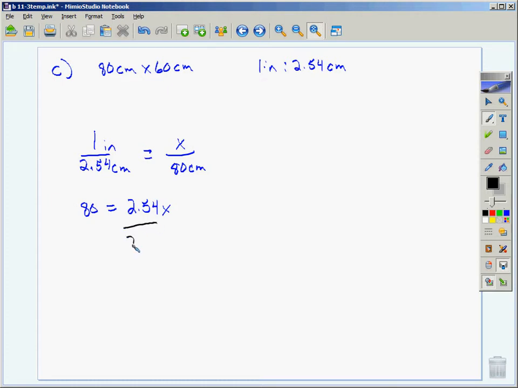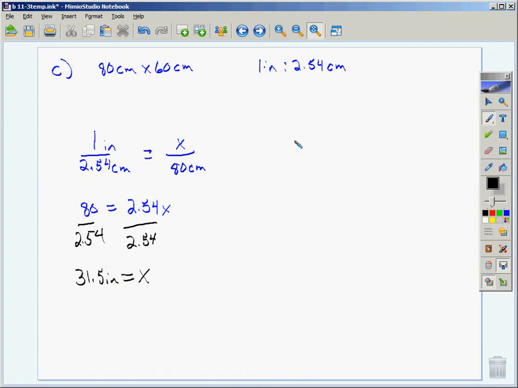Divide by 2.54. Now, obviously, that's not going to go into that evenly, and so I rounded to the nearest tenth. I got 31.5 inches.